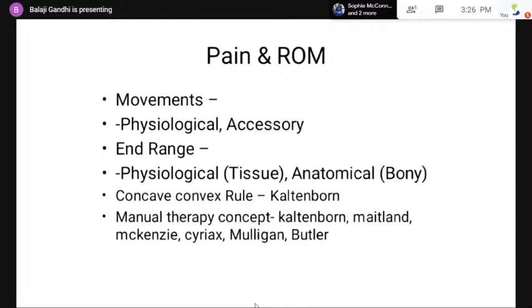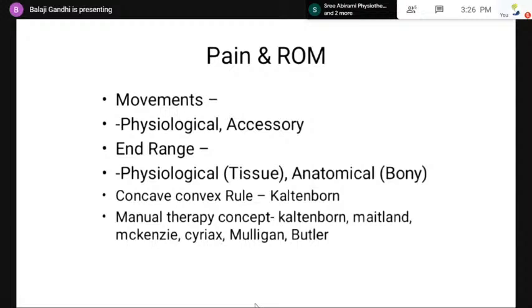There are physiological movements and accessory movements. What are physiological movements? Flexion, extension, abduction, adduction; these are called physiological movements. And what are accessory movements? Gliding, sliding, spinning, rolling. The movements that take place between the articular surfaces are accessory movements. That biomechanism is called arthrokinematic movements, and the physiological movements are called osteokinematic movements. Without the arthrokinematic movements, there will not be any osteokinematic movements.